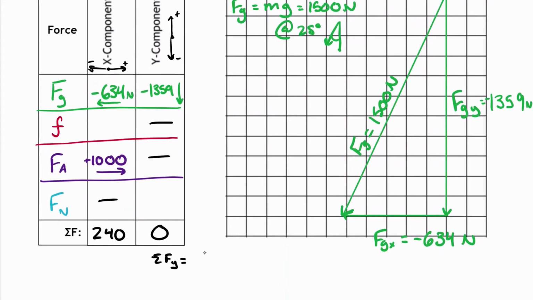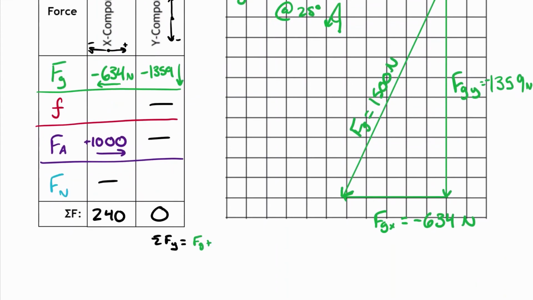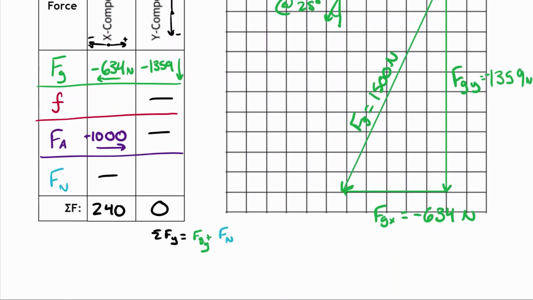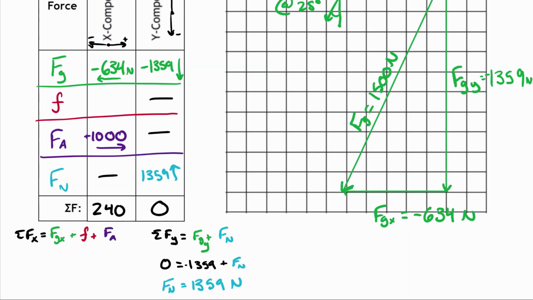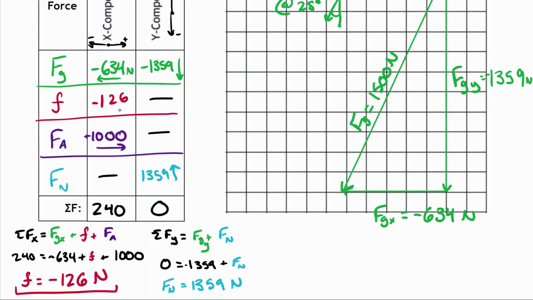The net force is the sum of all the forces, so the net force in the y direction is the force of gravity plus the normal force. If we plug in the values we know, we find that the normal force is equal to 1,359 newtons, and that would be upwards because it's positive, and upwards here means perpendicular to the ramp. We can do the same thing in our x direction, summing all the forces in the x direction. Plugging in the values that we know, we find that the force of friction is equal to negative 126 newtons, and the negative tells us to the left, or down the incline.